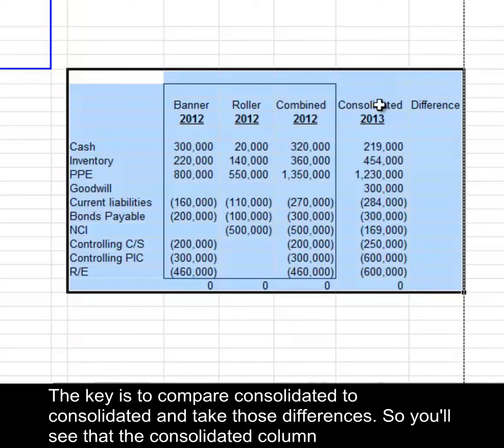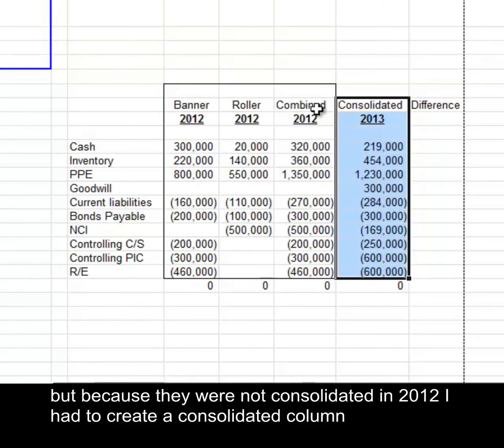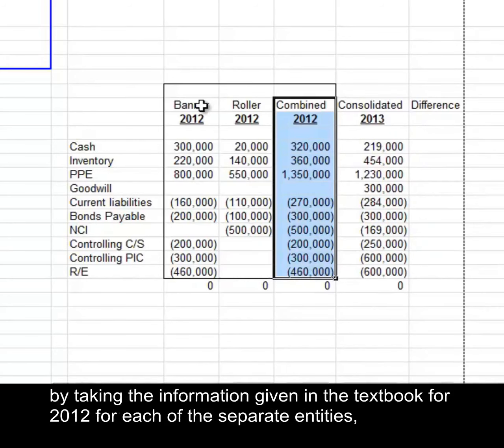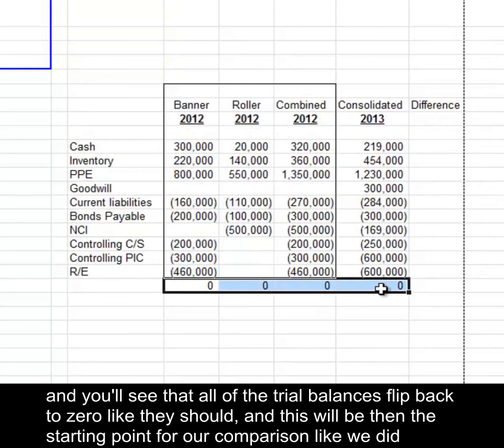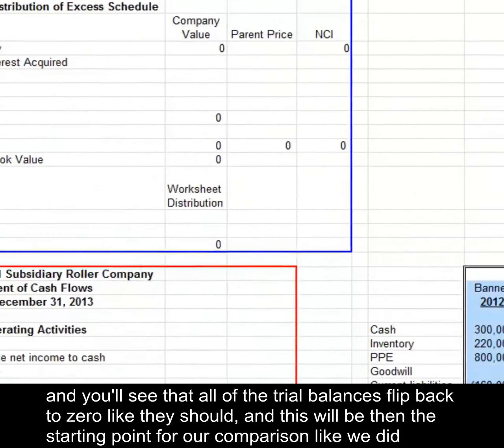So you'll see at the consolidated column, I took directly from the textbook, but because they were not consolidated in 2012, I had to create a consolidated column by taking the information given in the textbook for 2012 for each of the separate entities. And you'll see that all of the trial balances foot back to zero like they should. And this will be then the starting point for our comparison like we did in intermediate.